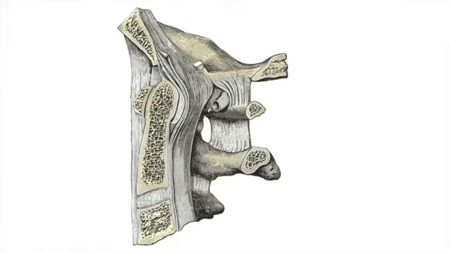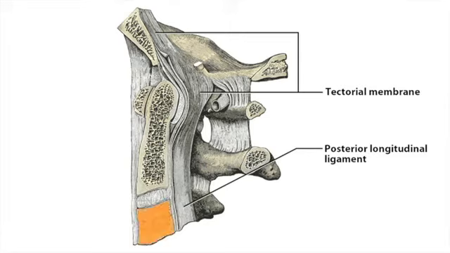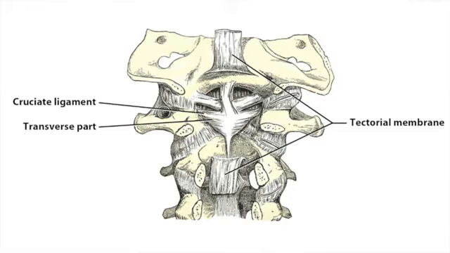The cruciate and alar ligaments and the tectorial membrane support the craniovertebral joints. The tectorial membrane is the superior continuation of the posterior longitudinal ligament from the body of C2 to the anterior margin of the foramen magnum. Deep or anterior to the membrane is the cruciate ligament. As its name would suggest, the cruciate ligament is shaped like a cross. It is made up of the transverse ligament of the atlas and a superior and inferior longitudinal band extending from the midpoint of this ligament.